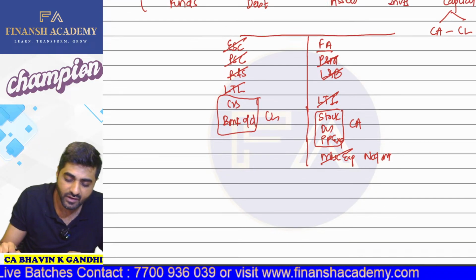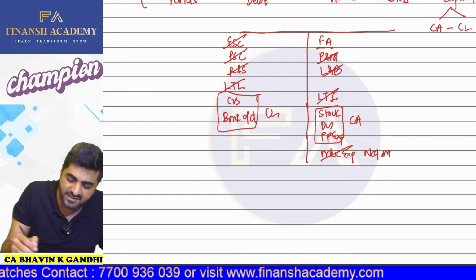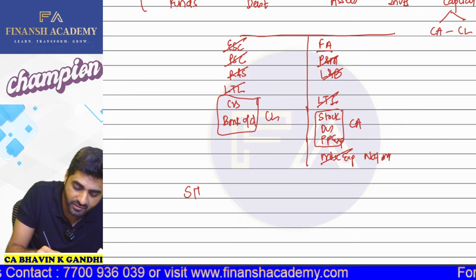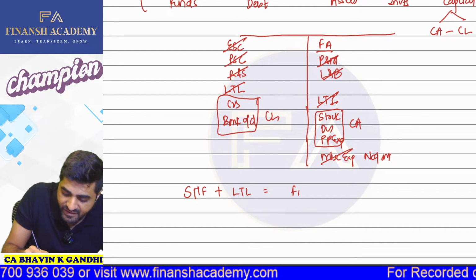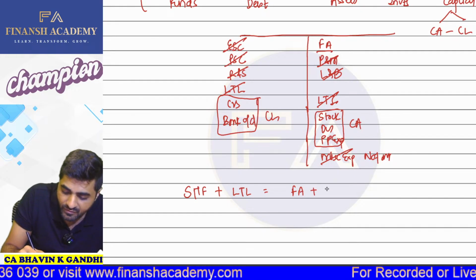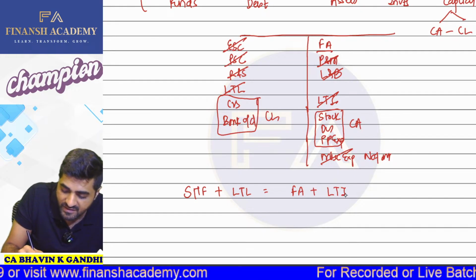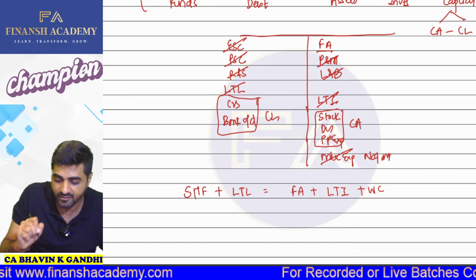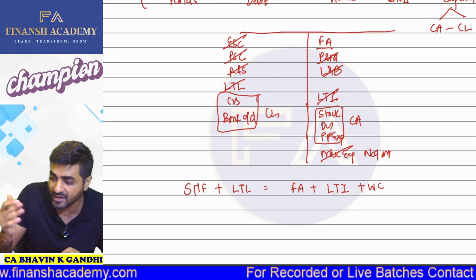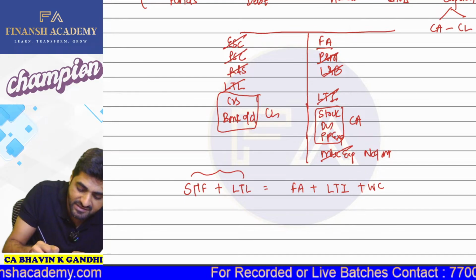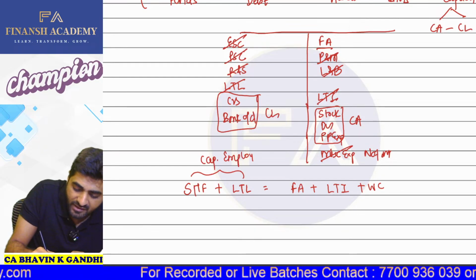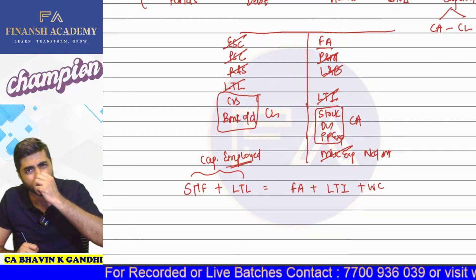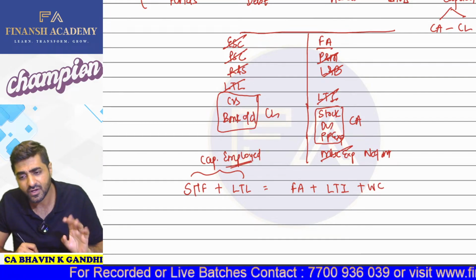Now, this basic equation: shareholder fund plus long-term loans is equal to fixed assets plus long-term investments plus working capital, right? This is the basic accounting equation. By the way, this entire thing is called your capital employed. What is it called? Capital employed. What is capital employed? The total money which is invested in the business.